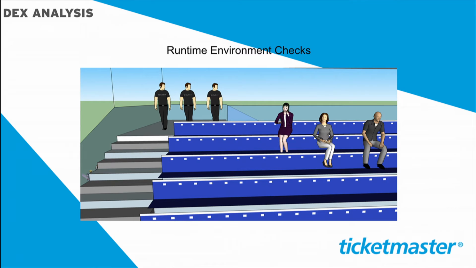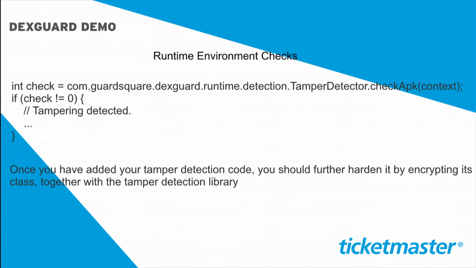Runtime environment checks. So going back to our event venue example, while the event is going on, while the application is running, a lot of times you want to check and make sure everything is as it should be. So some examples of runtime environment checks that DexGuard allows you to do is tamper detection. Tamper detection is to make sure that the application hasn't been repackaged, new files haven't been added to it, code hasn't been tampered with since you built it and released it on the Play Store. And you can do this using, in this example, this check APK method, the tamper detector.